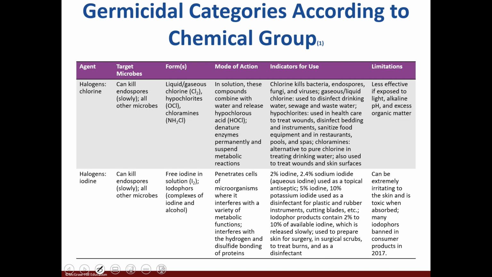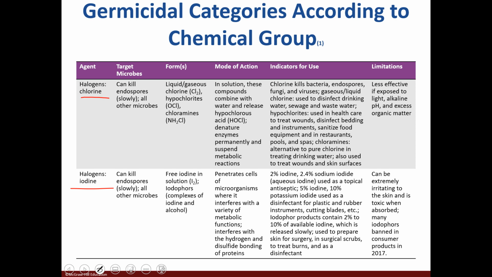Let's look at different types of germicides. Chlorine can kill endospores, can be used to disinfect water, sanitize food equipment, and in the treatment of wounds. It works by denaturing enzymes.